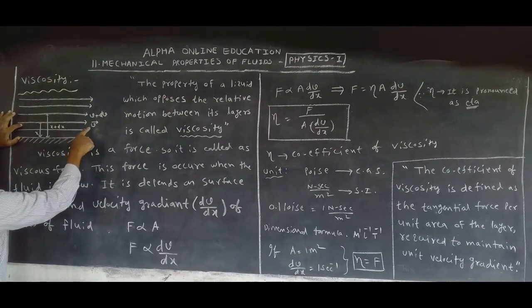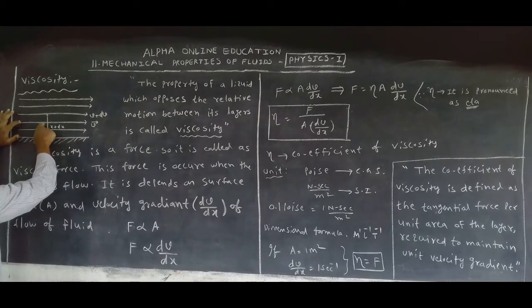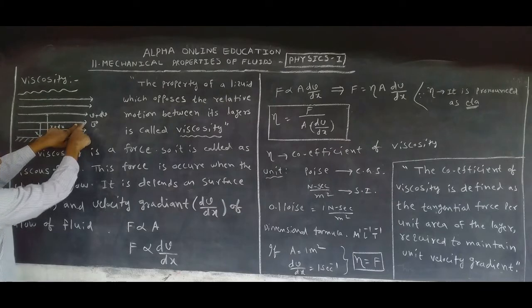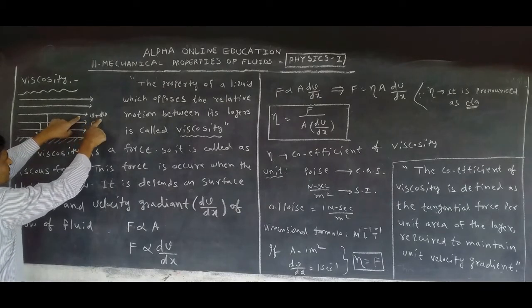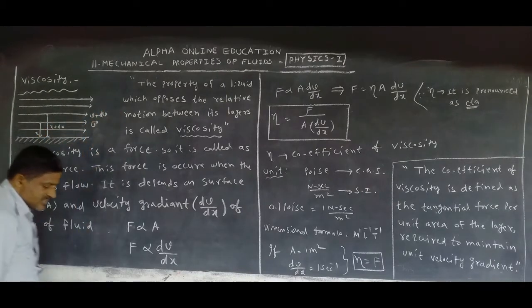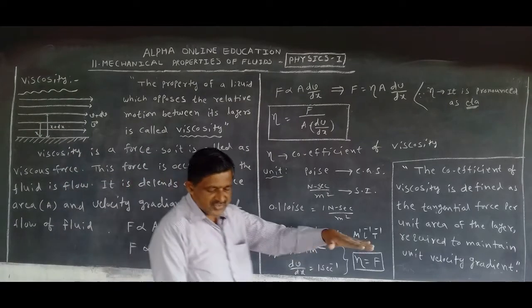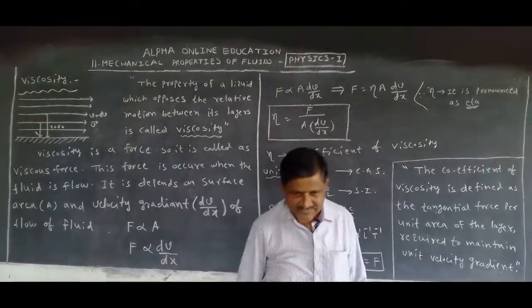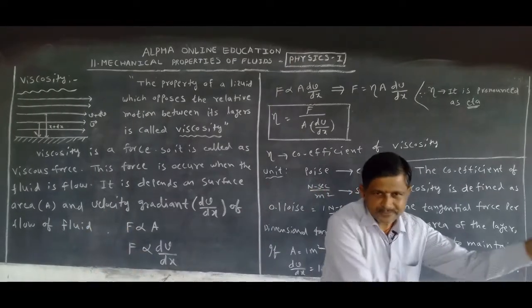This layer's velocity is v. You take another layer. This layer is at x plus dx, meaning more than x. So how much height is this layer from the ground? x plus dx. Here the velocity is v. What is the velocity here? v plus dv. This means when the liquid flows from the ground to the surface, the velocity changes.